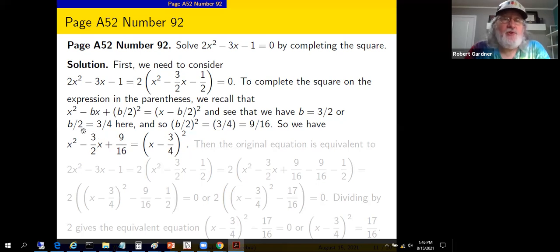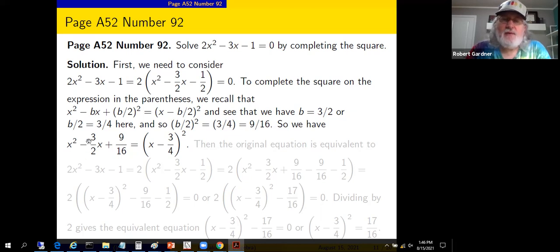Then b over 2 will be 3/4, and b over 2 squared, looking for this, will be (3/4) squared. Oops, missing an exponent on that. 3/4 squared equals 9/16. 3 squared is 9, 4 squared is 16. My apologies. I'll correct this in the online notes. There's an exponent of 2 missing there. So we need to add 9/16 to this to get a perfect square.